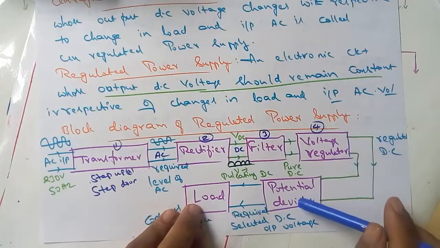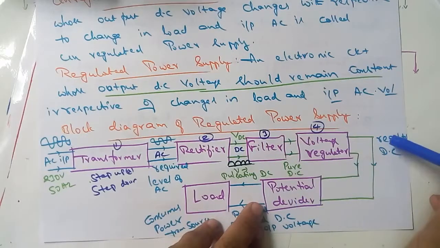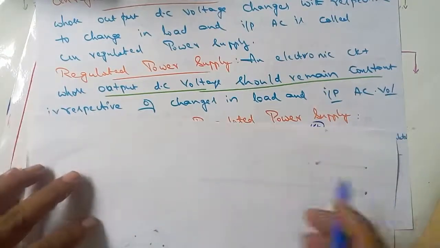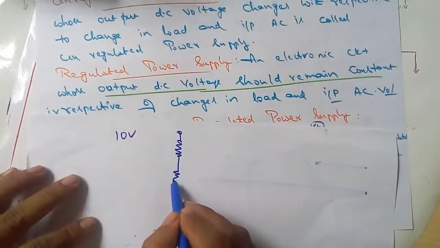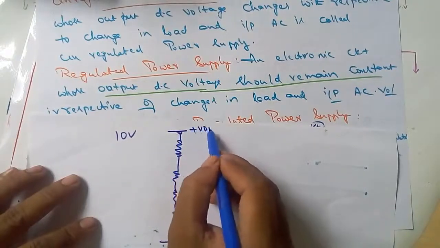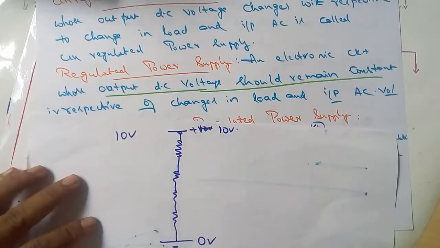Next, coming to the potential divider. Potential divider means what? This regulated DC voltage will be partitioned into some parts. For example, here the regulated voltage of 10 volts came. So this is the potential divider. This is the ground, and here this is the plus 10 volts. Let us suppose this one is plus 10 volts and this one is 0 volts.